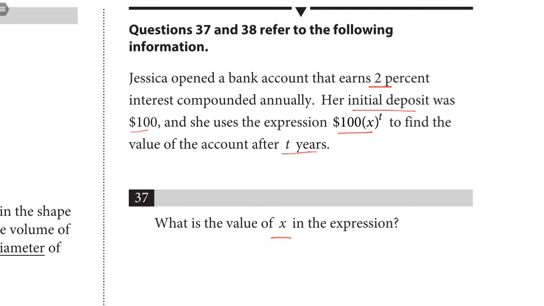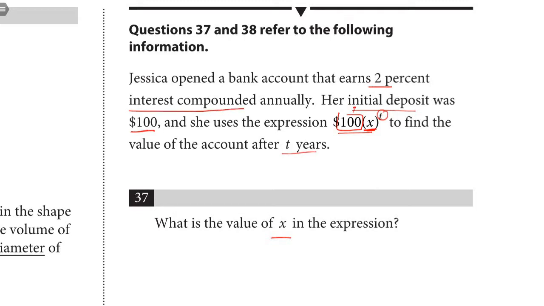Okay, well, let's really use some process of elimination. So what is this 100 here? Well, that's just her initial deposit, right? Because she put in 100. What is t? t is the number of years. It's just the amount of years the account has been open for. So then x has to be the other thing, and the other thing is the interest that is compounded, right?